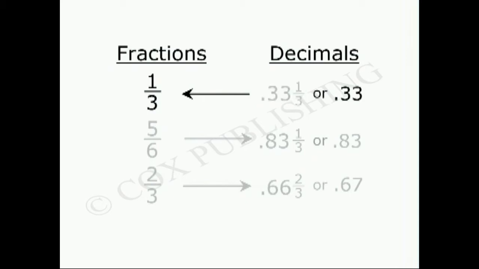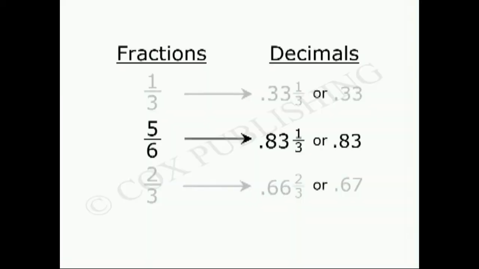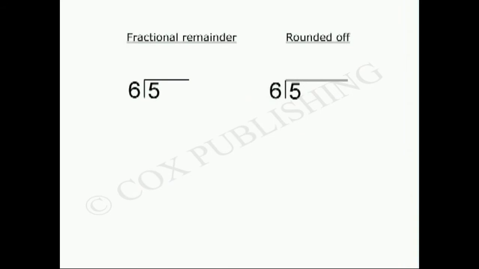But since we rounded the second one off, it's no longer exact, and you can never get back to the original fraction 1/3 if you wanted to change the decimal number back to its fraction form. Let's change the second fraction, 5/6, to a decimal. We'll do this fraction two ways also, one with a fraction remainder, and the other way where we round it off to the hundredths place.